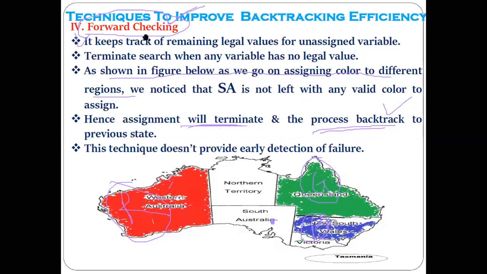Here I have written that in forward checking, we keep track of the remaining legal values for the unassigned variables. Here we can see there is no remaining value which we can assign to this region. Understood? That is the point where we have to stop. So forward checking is the general technique. Understood this one?